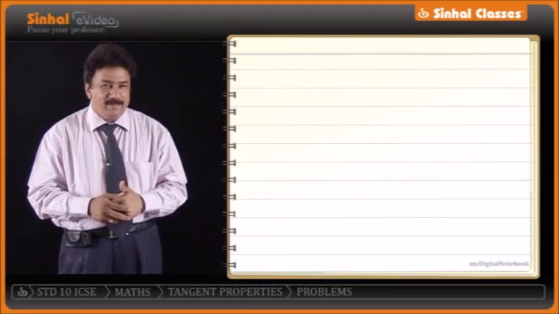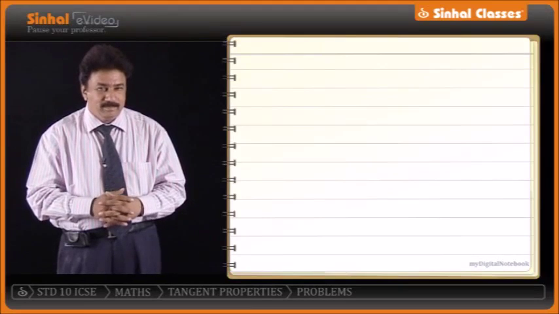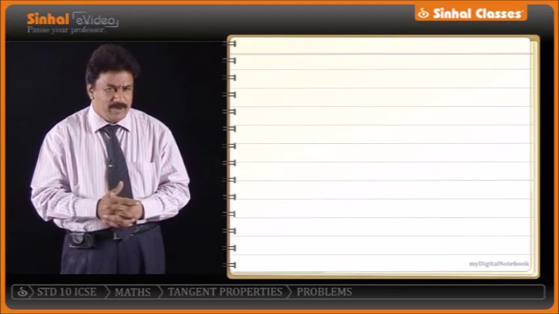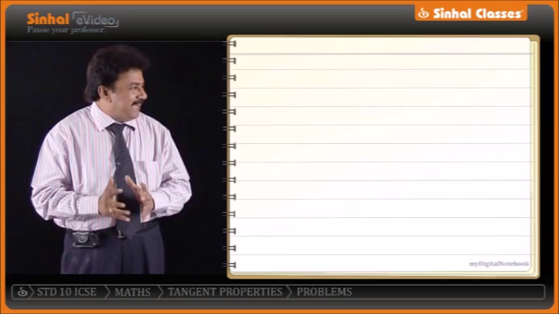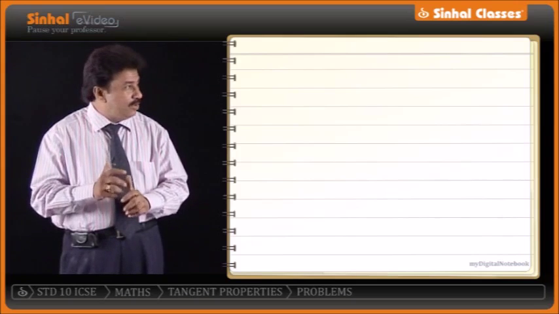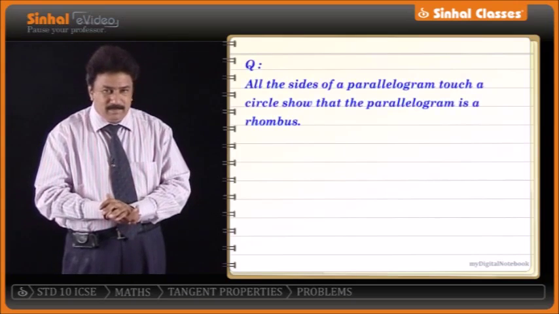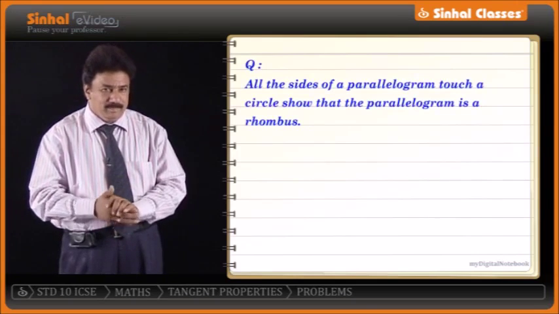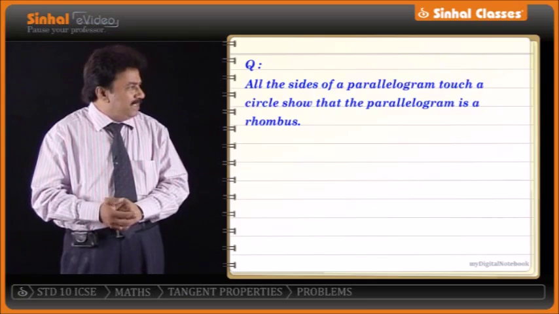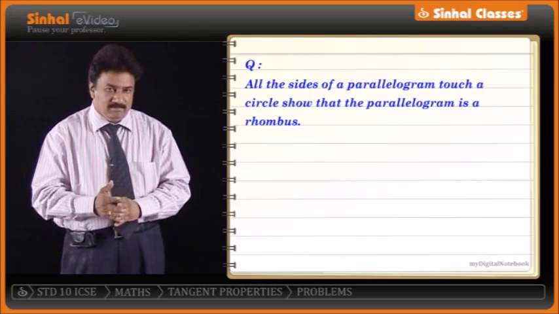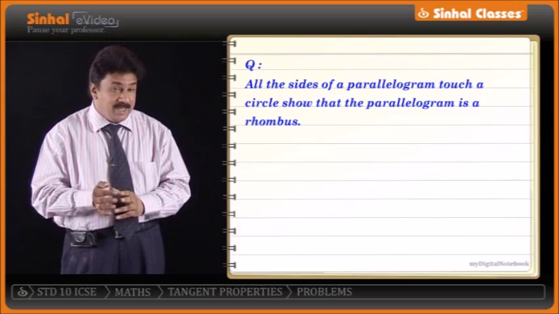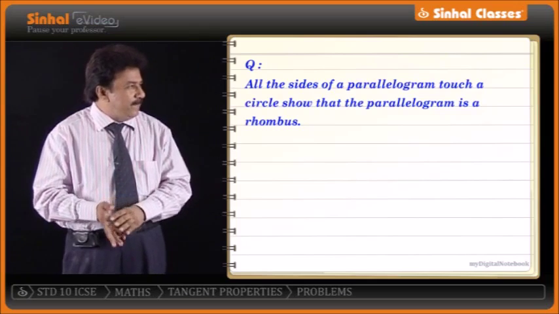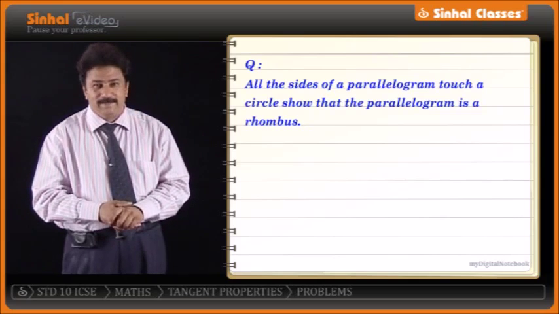As we look into the next sum, see what I get. It's a totally different type of sum. We are reading it. If all the sides of a parallelogram, I think you must be knowing the properties of a parallelogram. Okay, no problem. Let's move ahead. If all the sides of a parallelogram touch a circle, the circle has been touched by a parallelogram. Show that the parallelogram is a rhombus.